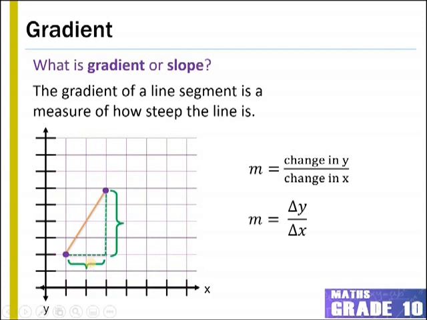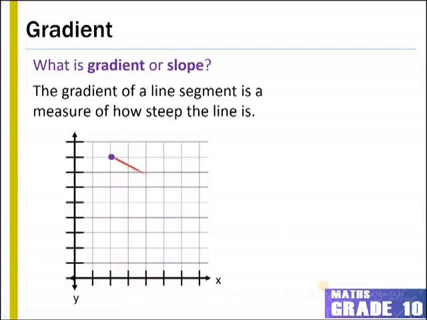You can also write this using this notation here. This is a Greek letter delta. The gradient equals delta y over delta x. Delta means change, so this is just another way of saying change in y over change in x. In this example, the change in y is 4 and the change in x is 2, so the gradient is 4 over 2, which is 2.